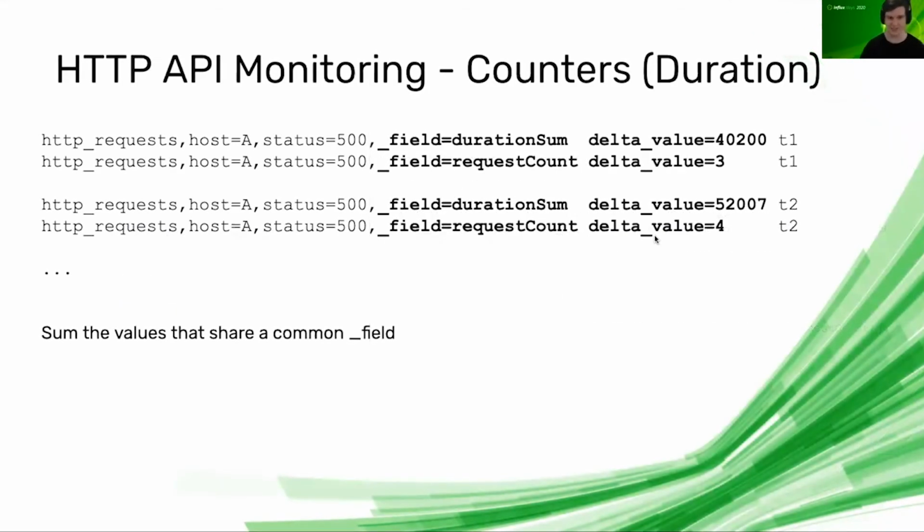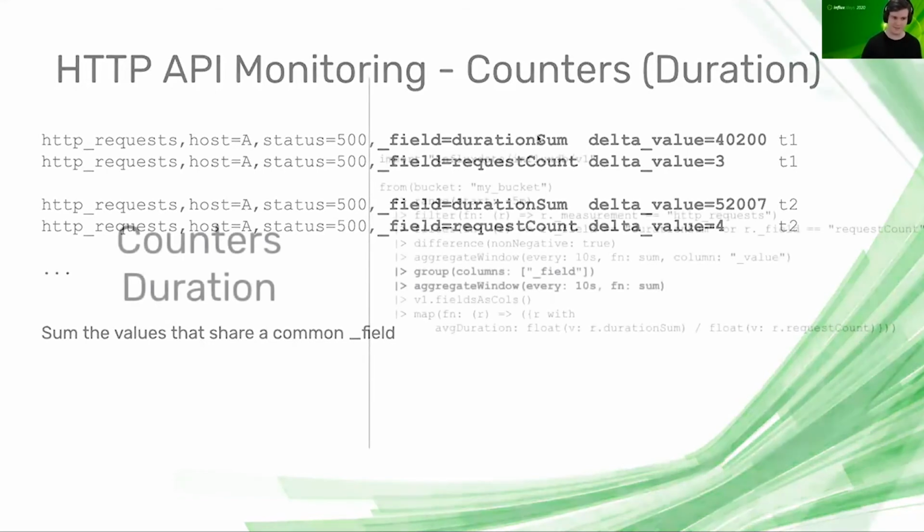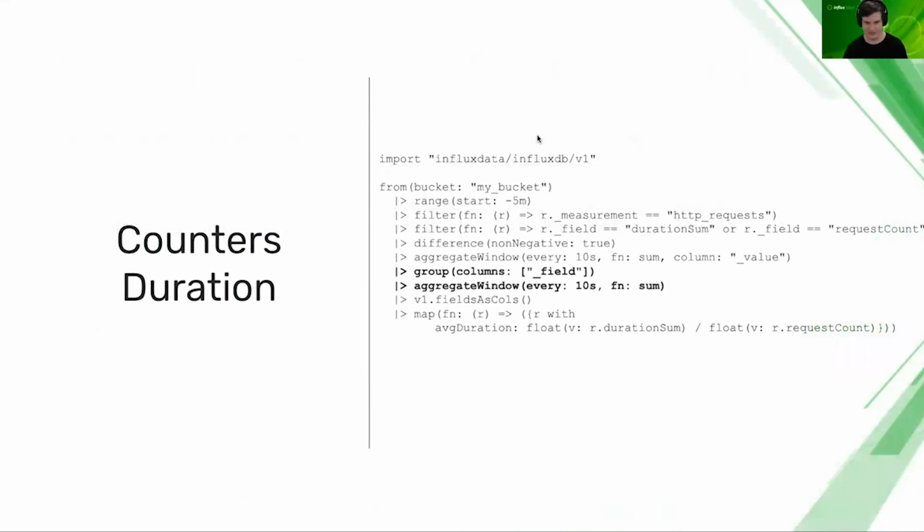So that'll get us to something that looks kind of like this, where we still have two tags called field, one that stores duration sum, one that stores request count, and then we just have the delta values stored. The next thing we want to do is sum together things that have a common field. So we want to sum all of the duration sums together, and we want to sum all of the request counts together. To do that, we're going to group by the field and then apply the aggregate on top of that. So we split it into the individual fields and apply the aggregate.